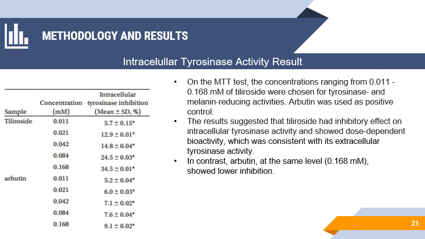The results suggest that Tiliroside had inhibitory effect on intracellular tyrosinase activity and showed dose-dependent bioactivity, which was consistent with its extracellular tyrosinase activity. In contrast, arbutin at the same level of 0.168 millimolar showed lower inhibition.